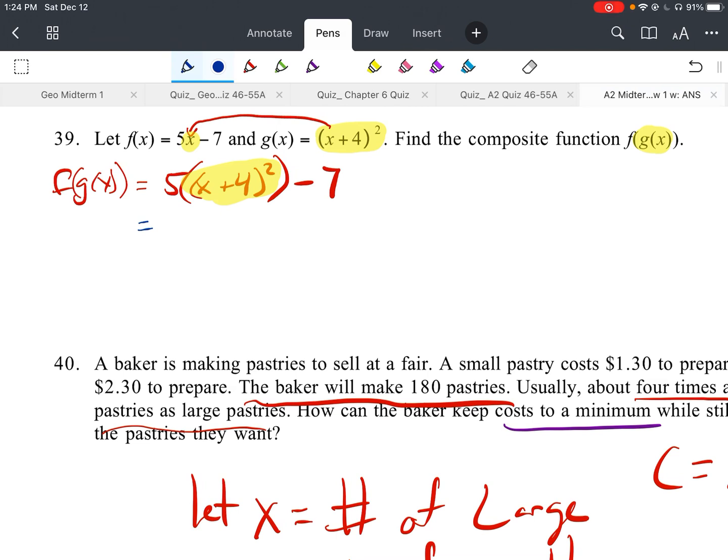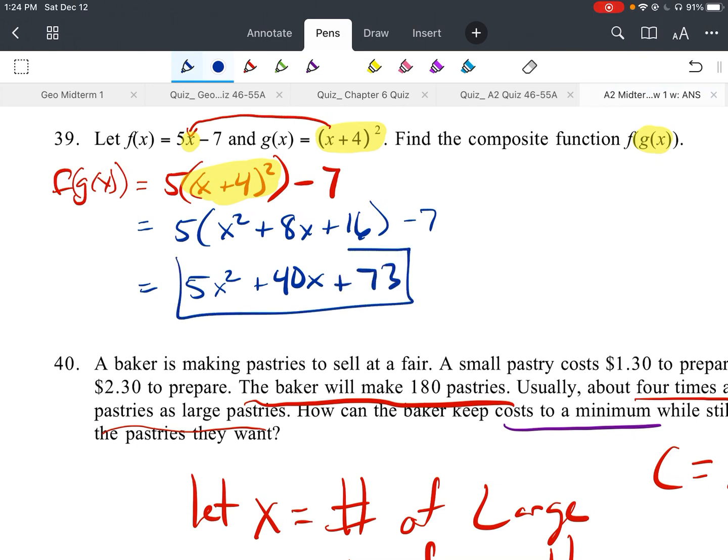All right, and (x plus 4) squared. I guess I could work that out a little bit if I wanted to. Why not? This would be 5 times x squared plus 8x plus 16, minus 7. And if you work this out, this is 5x squared plus 40x, and then 5 times 16, and then take away 7, so it'll be 80 minus 7, 73. If you stopped here, you wouldn't be wrong, but you'd probably want to clean that up a little bit.